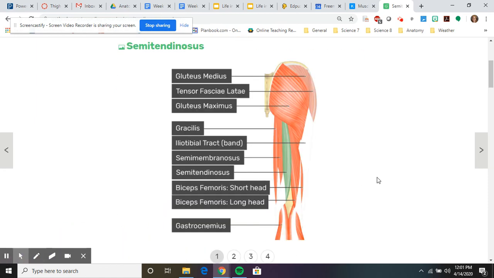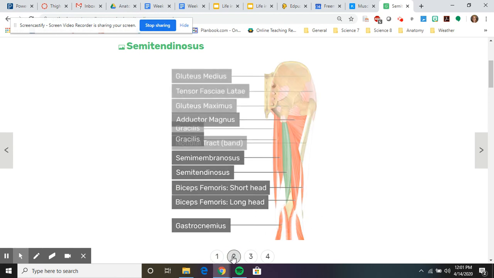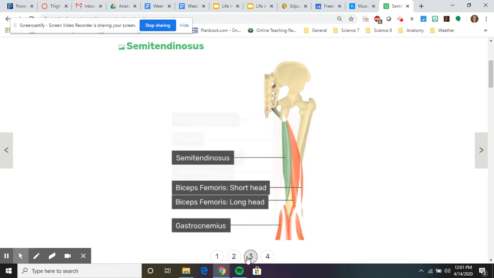The next muscle of the hamstring group is the semitendinosus, and it's highlighted in green here. If I take away more muscles, you can see that we have the bicep femoris going out laterally, and the semitendinosus is next to it and goes in medially.